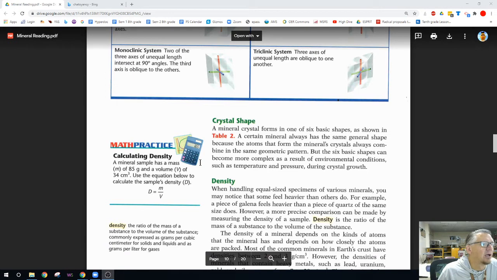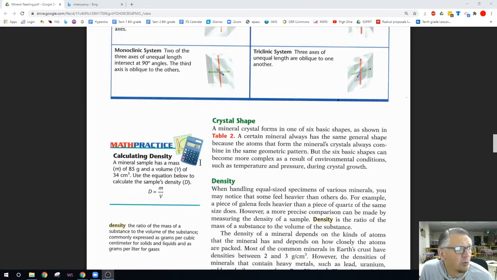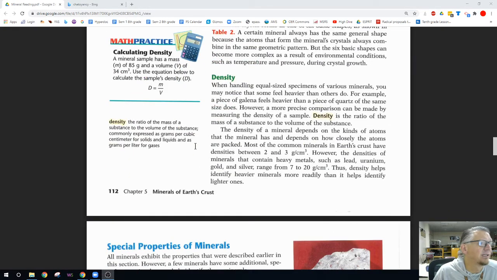Crystalline shape. Mineral crystals form in one of 6 basic shapes, as shown in Table 2. A certain mineral always has the same general shape because the atoms that form the mineral's crystals always combine in the same geometric pattern. But the 6 basic shapes can become more complex as a result of environmental conditions such as temperature and pressure during crystal growth.